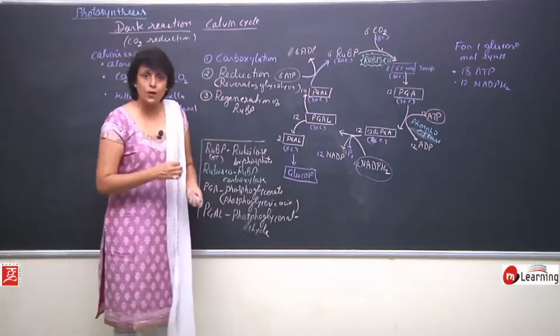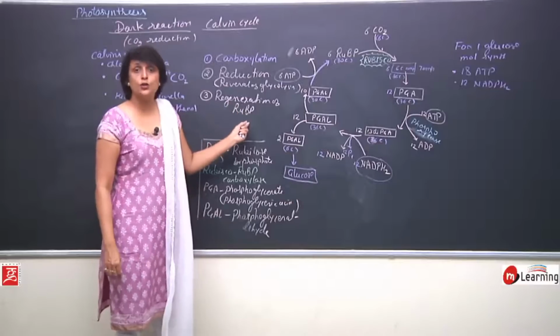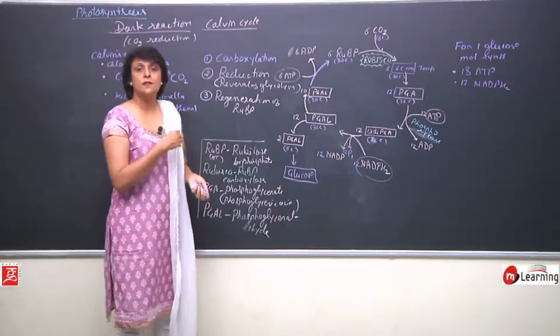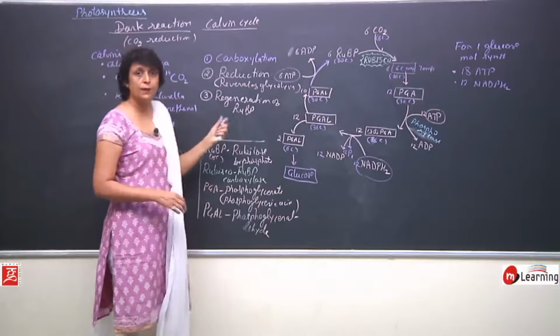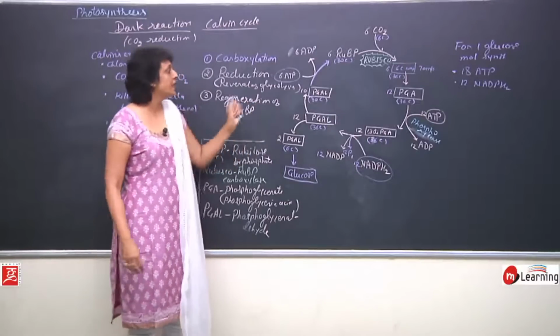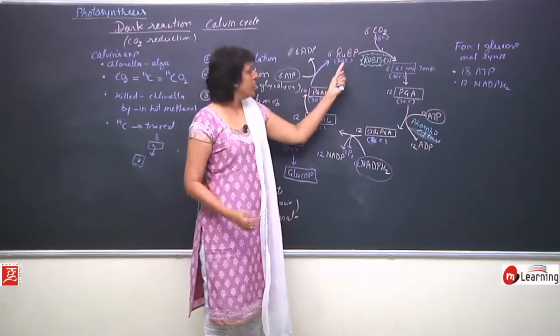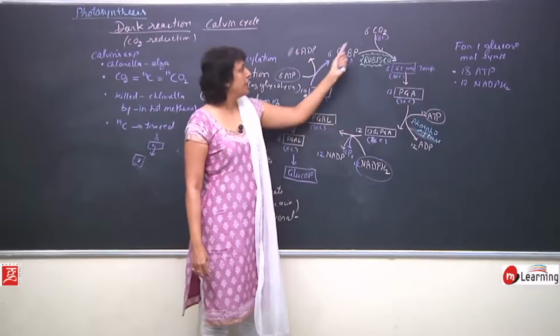Okay, let us quickly go over this cycle, and this is, remember, a simplified version of Kelvin cycle. After this we will see the more complicated and the detailed version of Kelvin cycle, but before that we need to understand this. Carbon dioxide from the atmosphere is accepted by RUBP, rubulose biphosphate.